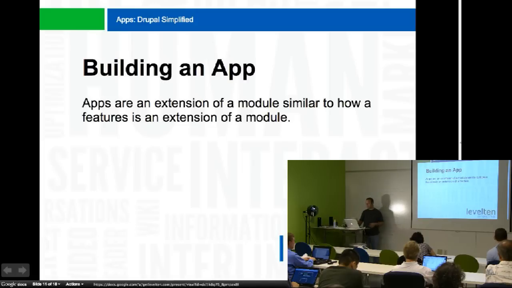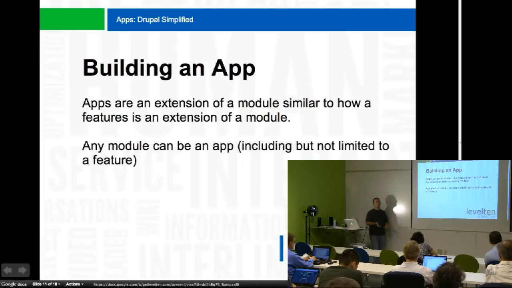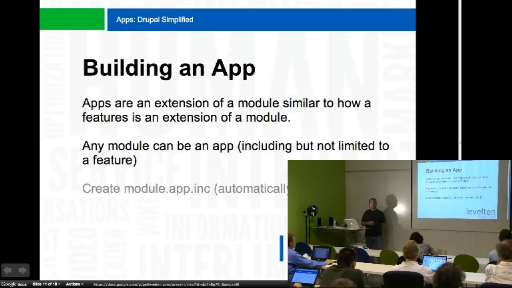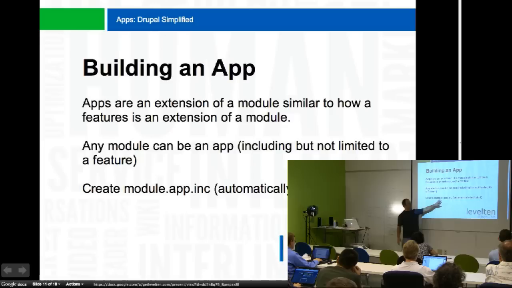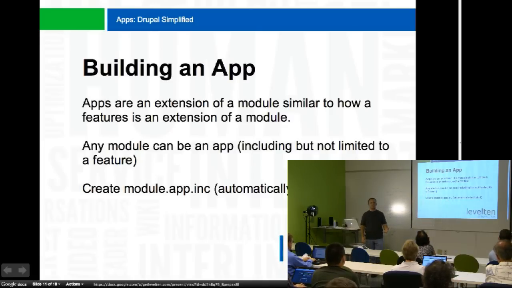So what does that include? Well, any module can be an app. And this is something that's a little bit confusing. This includes, but is not limited to, features. Features are an excellent starting point for apps, but you don't have to start with a feature. You can create a module and make it an app. You can create a feature and make it an app. Doesn't matter. They both can be. But every one that I've made so far has been a feature. It's just been a great way to do it. What you add to your module is your module name.app.inc, and this will automatically be included by the apps module, so you don't have to manually include it, like in your module file.